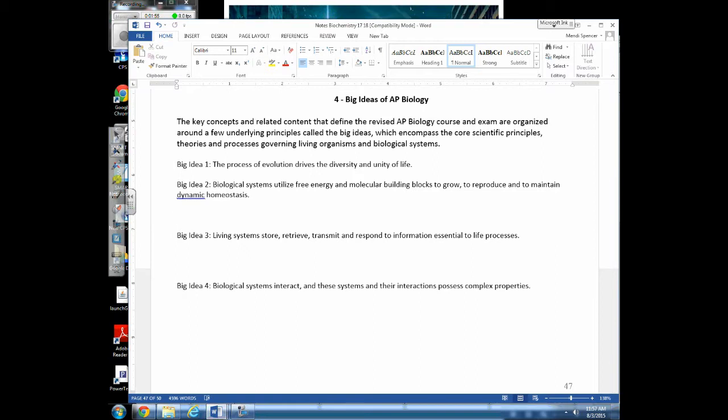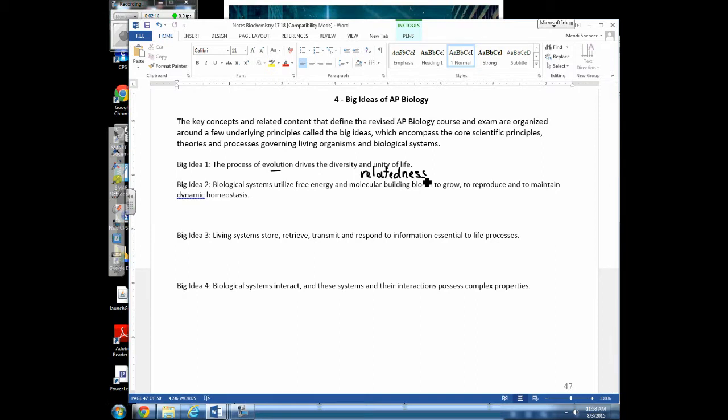So big idea 1 states the process of evolution drives the diversity and unity of life. So when we're talking about evolution, or we're talking about relatedness between organisms, then I'm giving you concepts to put in that first box under big idea 1 for that unit.